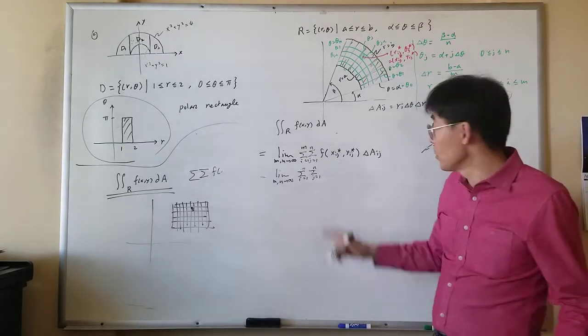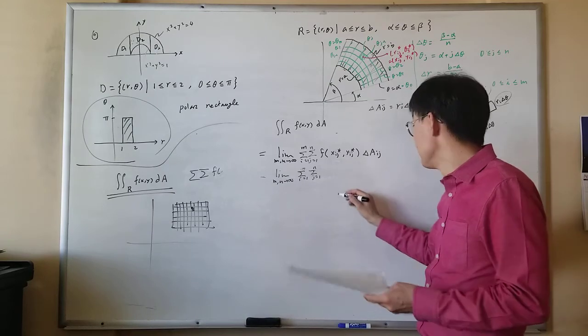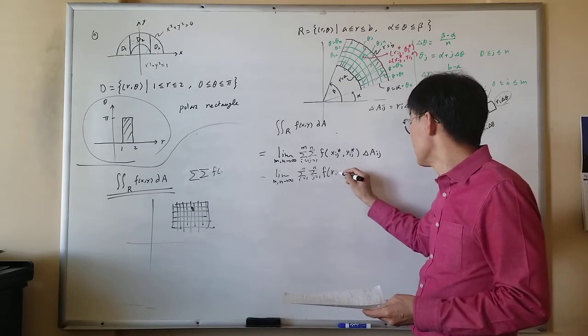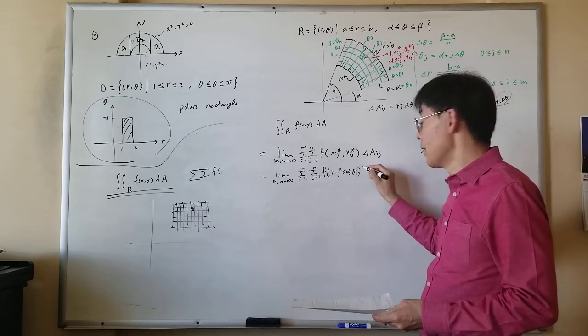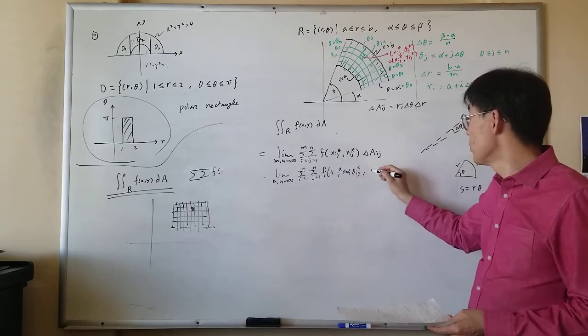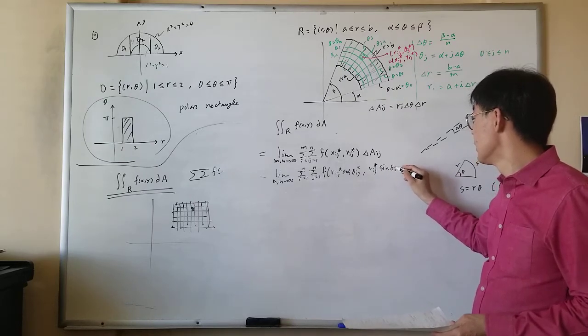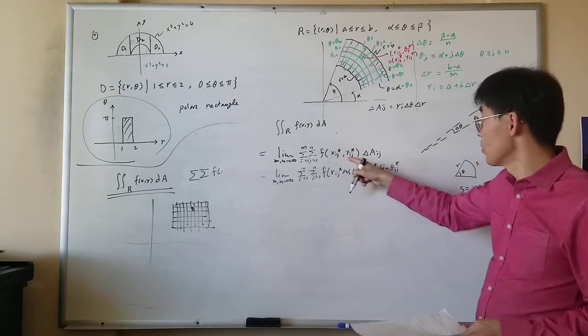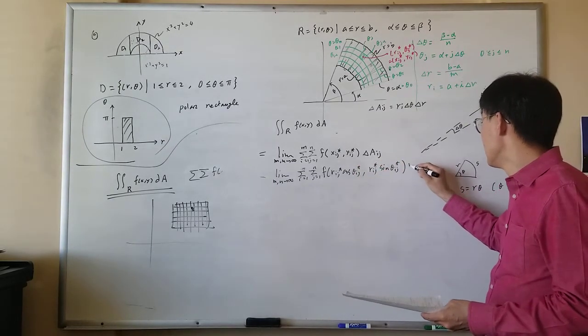But your x coordinate is what? r cosine theta, isn't it? Right? And y coordinate is r sine theta. Alright? The corresponding values. And delta, this one is r.